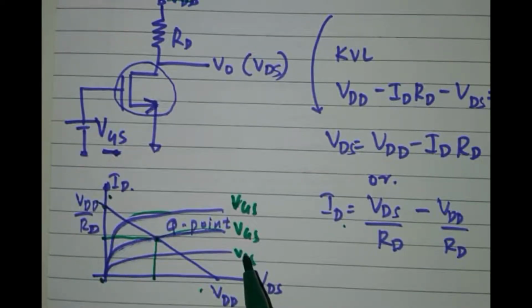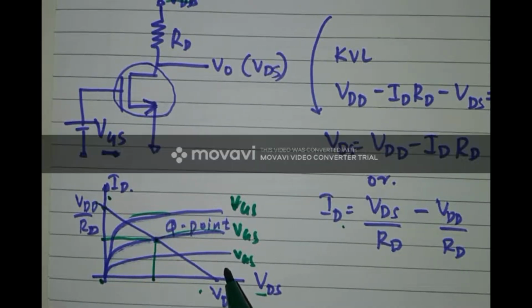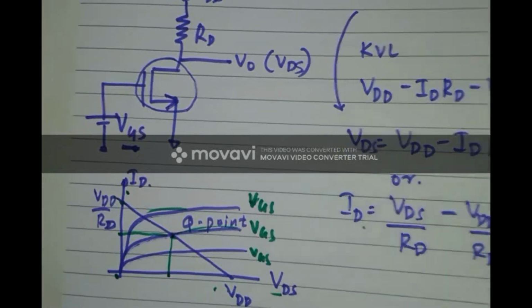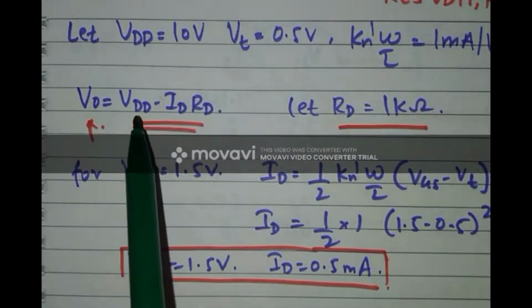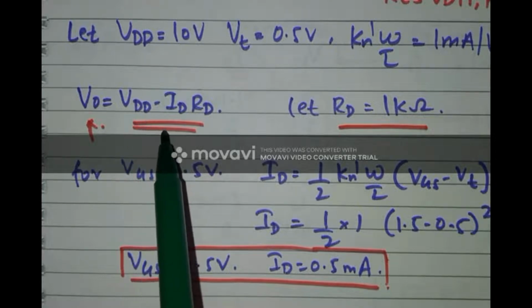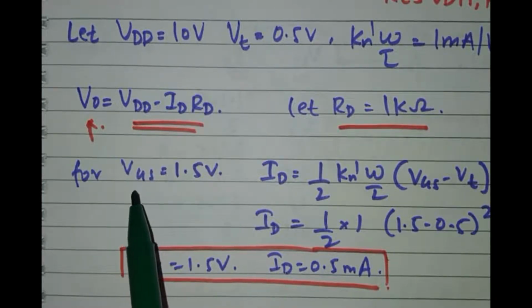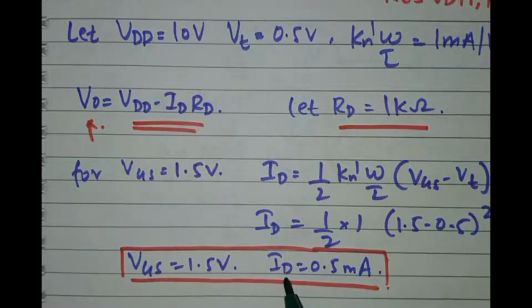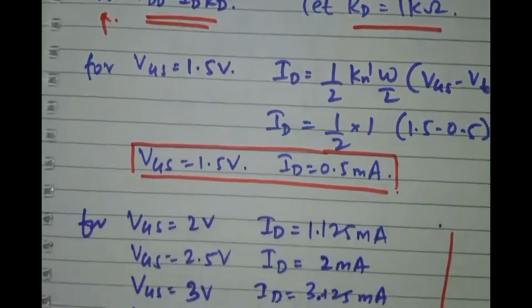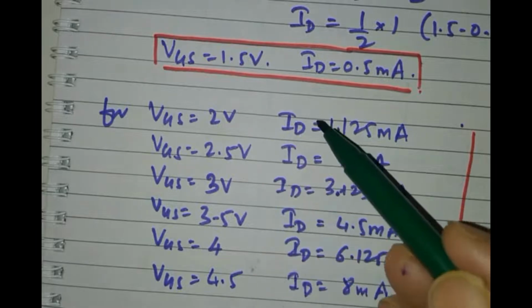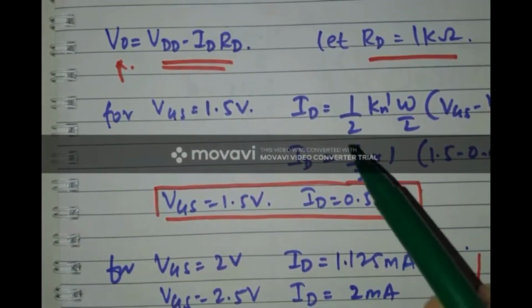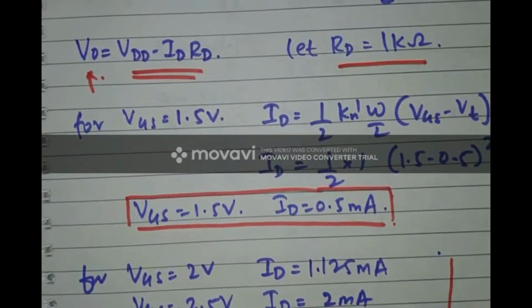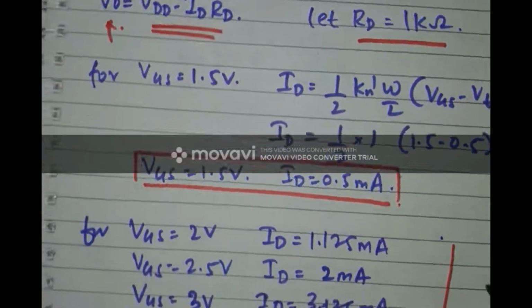And in order to justify all this, we did some small mathematical calculation wherein we considered this equation which we applied as a part of KVL, and then for different values of VGS we tried to find out what the respective currents are. So for different values of ID I obtained different VGS.